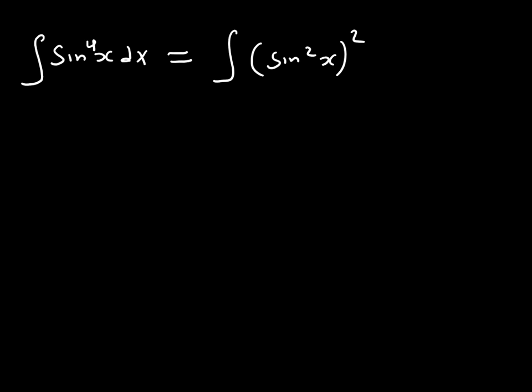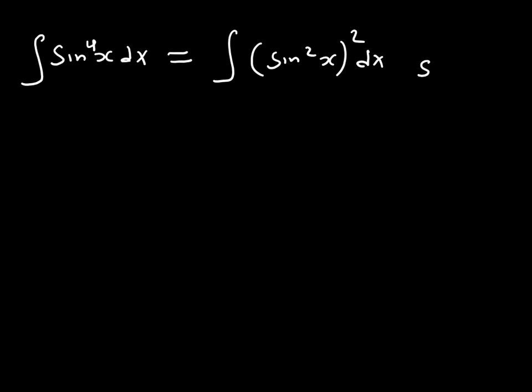Now, there are other even powers that are more than 2, and you could be told to integrate sine to the 4 of x by dx. This can be written as the integral of sine squared x, then squared. Remember, there's something you should not forget here.